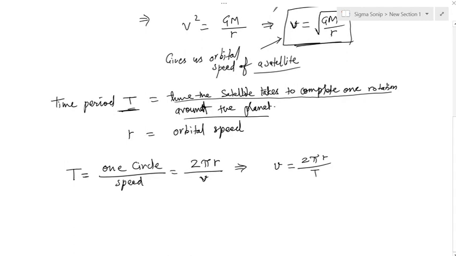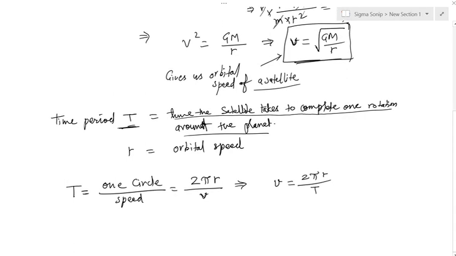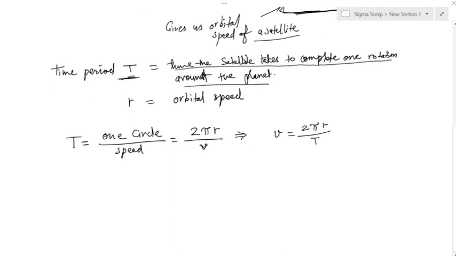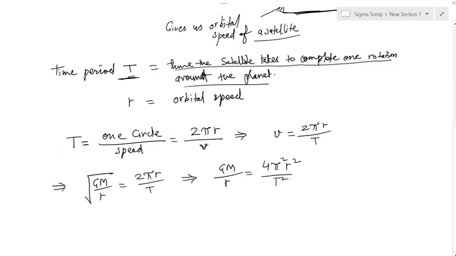Now in place of v here, we can write this equation. So I'm writing square root of gm over r is equal to 2 pi r over t. Squaring both the sides, I get gm over r is equal to 4 pi square r square over t square.